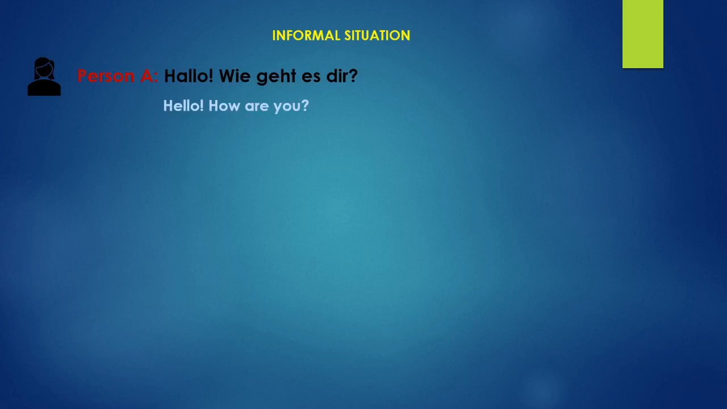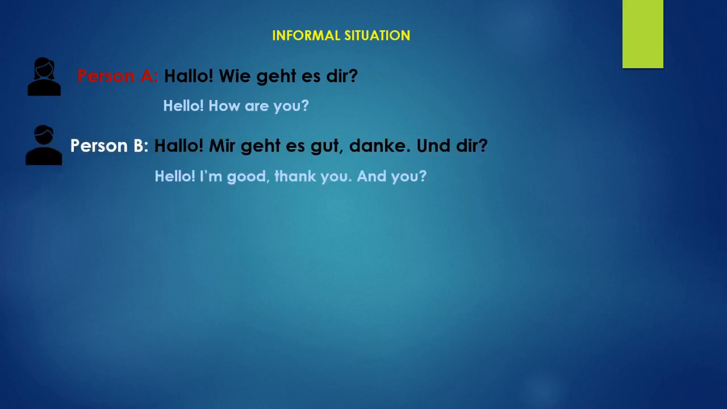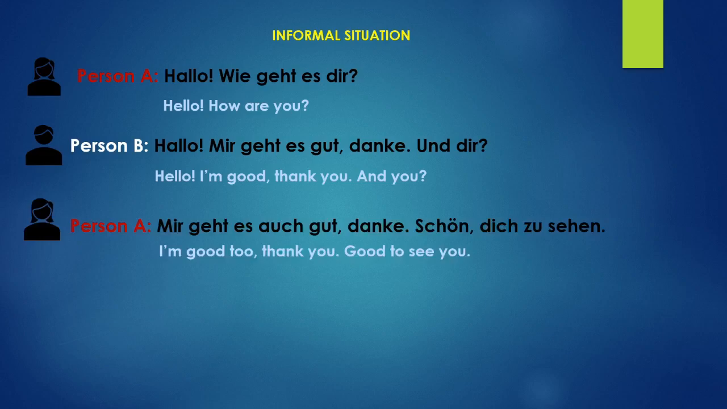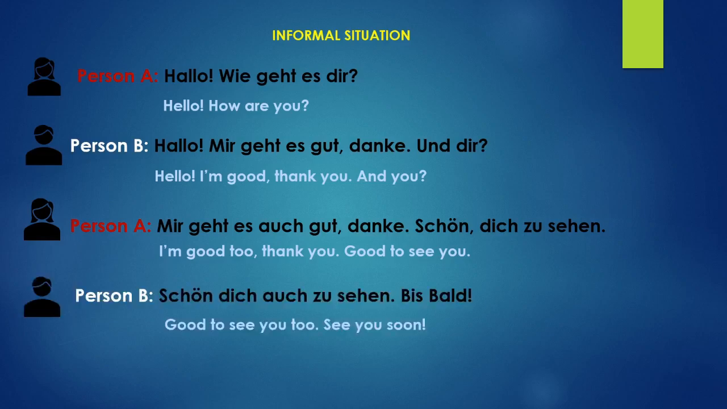Hallo, wie geht es dir? Which means, hello, how are you? Hallo, mir geht es gut, danke. Und dir? Hello, I'm good, thank you. And you? Mir geht es auch gut, danke. Schön dich zu sehen. I'm good too, thank you. Good to see you. Schön dich auch zu sehen. Bis bald. Good to see you too. See you soon. Bis bald. See you soon.